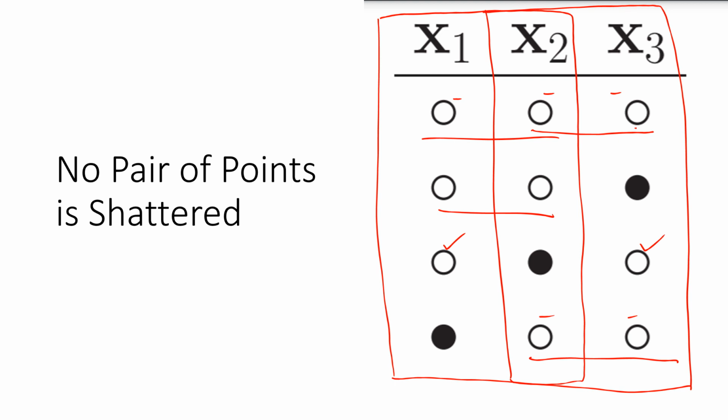So essentially, it's a combinatorial problem where we are trying to find some number of dichotomies on some number of given points such that no subset of some size, which is 2 in this case, can be shattered by these dichotomies. And we are going to use that in the next lecture.